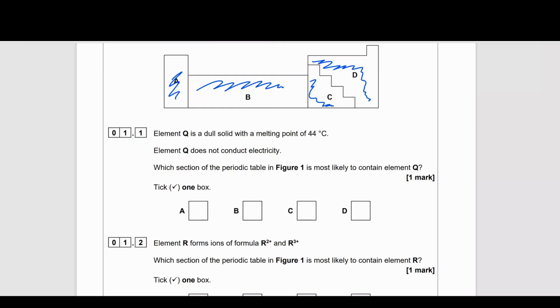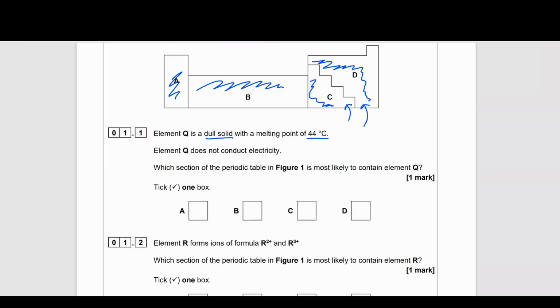So let's look at the properties of element Q that they told us. They told us a dull solid, so that could apply to A, B, C, or D. It has a melting point of 44 degrees Celsius, which is quite low. So that will rule out A and B, because they're metals, so they tend to have a higher melting point. So we're left with part C and part D.